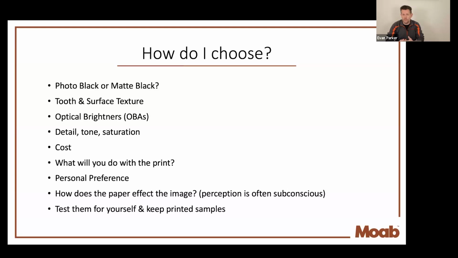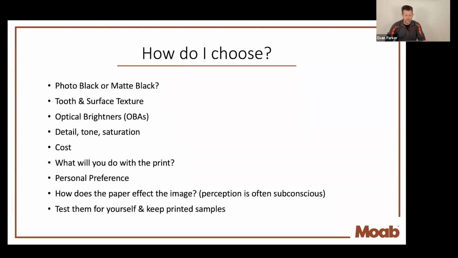Does it matter to you that the paper has optical brighteners in it? What's the detail? What's the base tone of the paper? How much saturation do you need? What does it cost? If you're just starting out and you're going to do some experimenting and make a lot of prints, you don't need to invest in a heavyweight cotton paper, because a cellulose paper like the LaSalle Photo Matte is going to be much more affordable if you're just running through and starting to do the process.